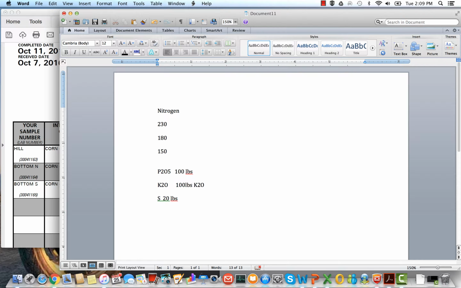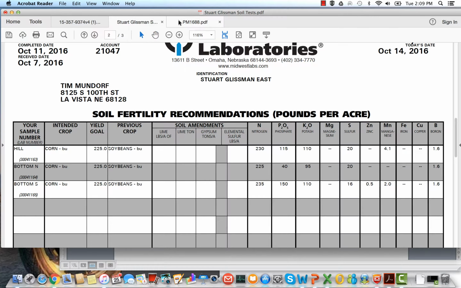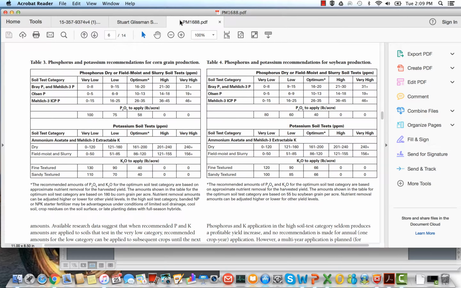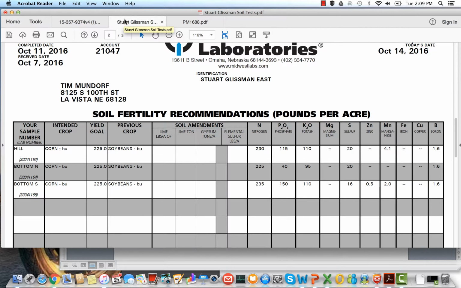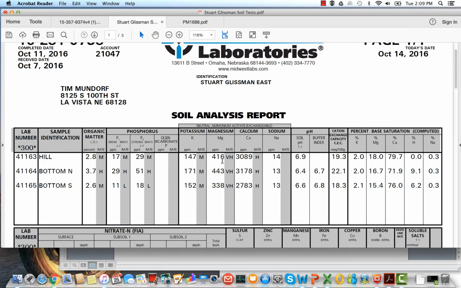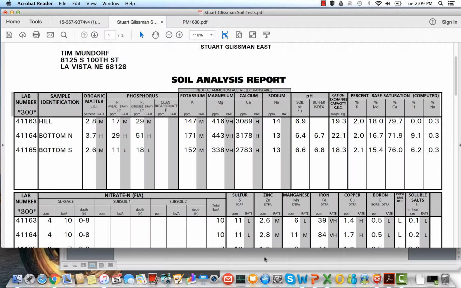One other thing I want to throw out there, so this is the Midwest Labs recommendations for P2O5, K2O, and sulfur, and I've got a Midwest Labs, my own recommendation, and the Iowa State recommendations for nitrogen. Let's do an Iowa State recommendation for the P and K. So for a 1-year spread, this is phosphorus and potassium recs for corn grain production. Now we need to average out the P1 and the K values.